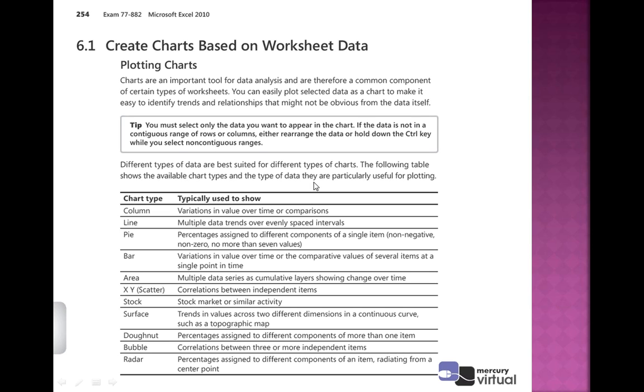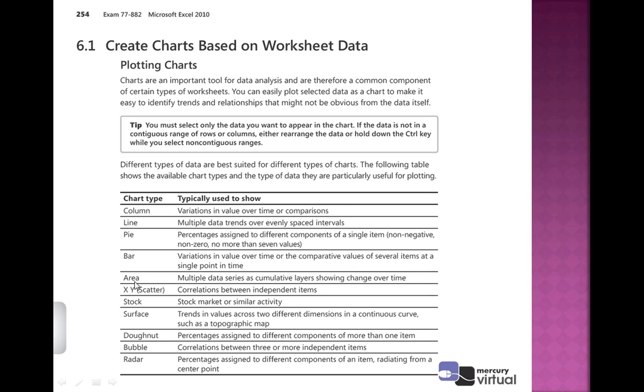Different types of charts are available, and these are the categories of chart. There are a total of 11 types of charts. First one is the column chart, that is used to show the variations in value over time or comparisons. Then there is a line chart that is used to show multiple trends over evenly spaced intervals. Then there is a pie chart. Pie chart is used to represent the different components of a single item, with non-negative, non-zero values, no more than 7 values.